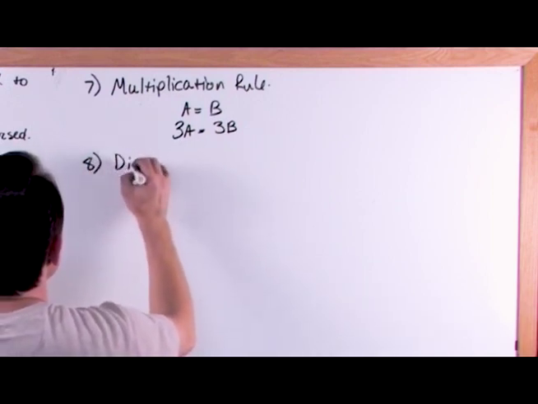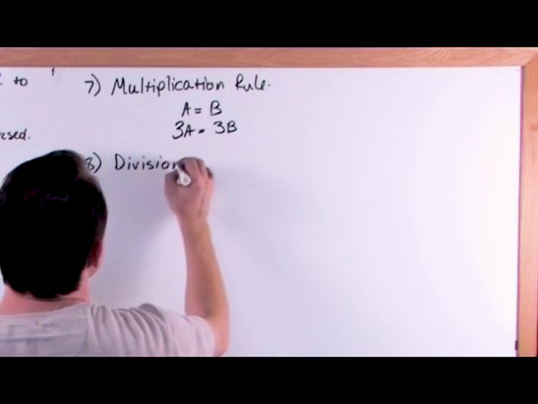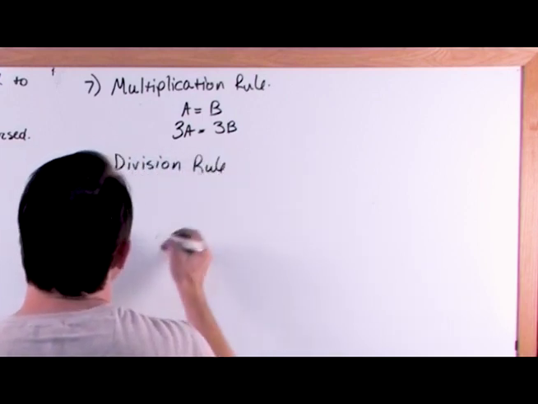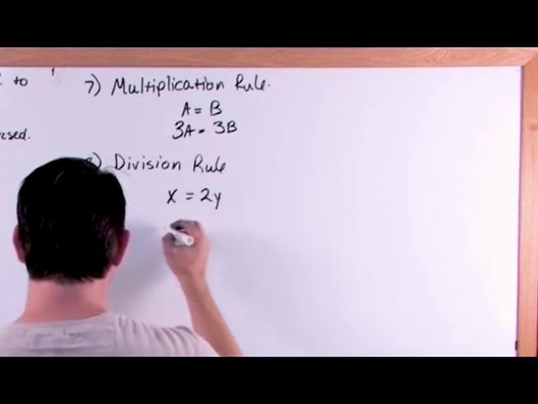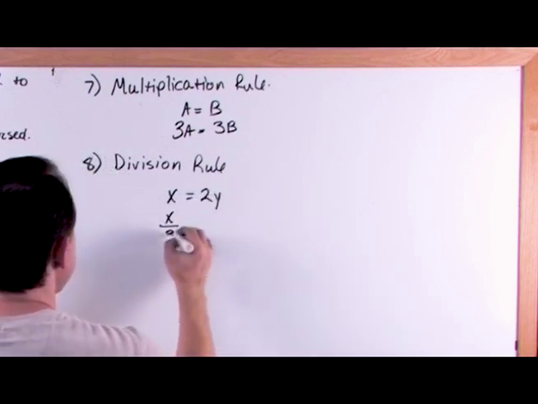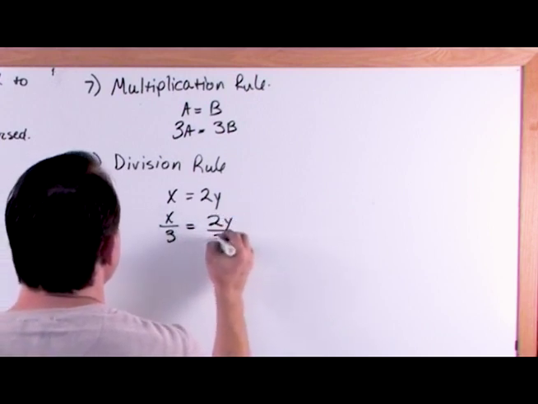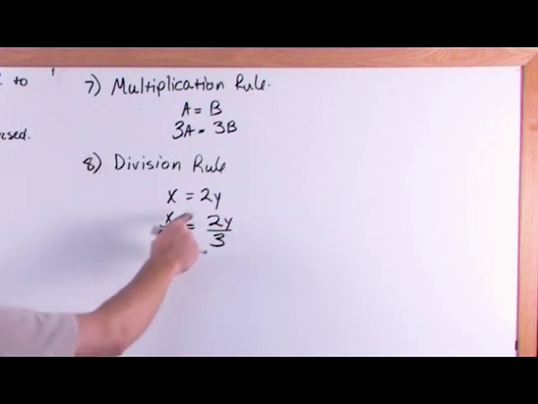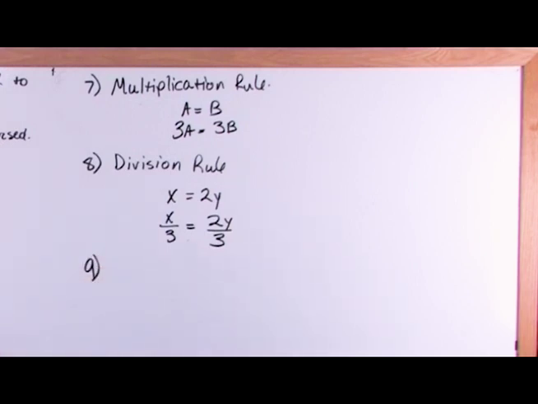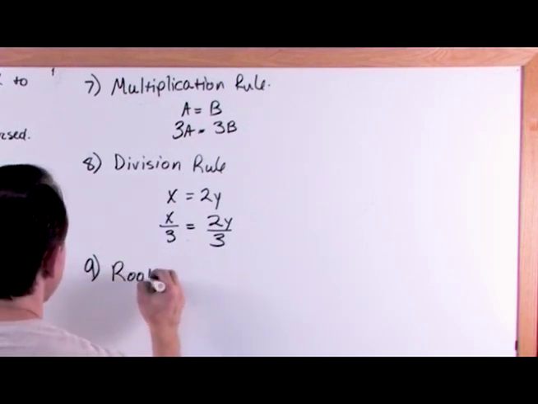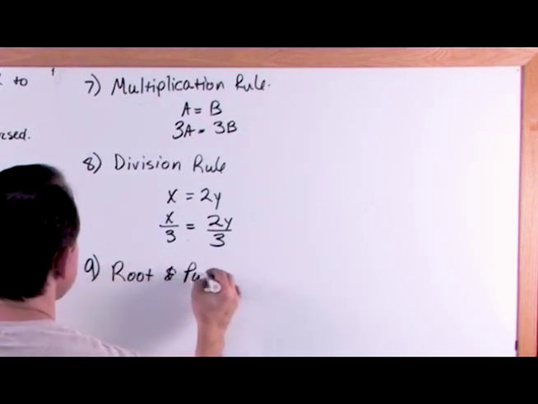And you have a division rule. It's the same thing. If I have x is equal to 2y, I can divide both sides by the same number. Here, I just divided the left by 3 and I divided the right by 3. This is all just coming from algebra. And the final thing I'm going to share with you here is the root and power rule.